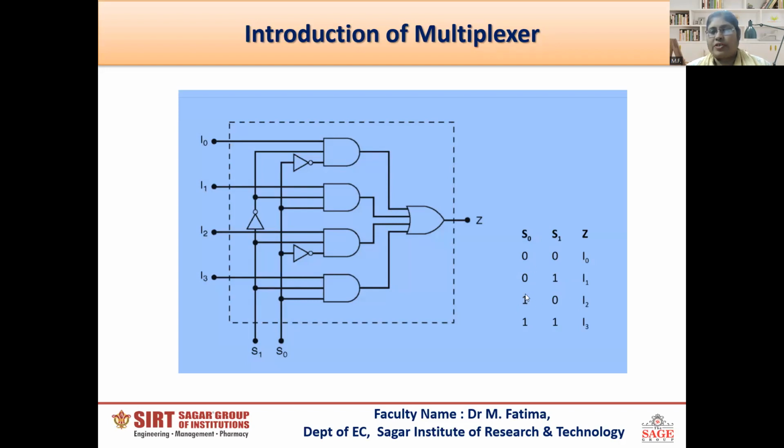If the value of S0 is equal to 1 and S1 is equal to 0, that is if the select lines are 1, 0, then I2 will be routed to the output. And if the select line S0 is equal to 1 and S1 is equal to 1, that is 1, 1 select line values, then I3 will be routed to the output. So this is the logic diagram of the 4:1 multiplexer. Now let us see how this logic diagram is developed.